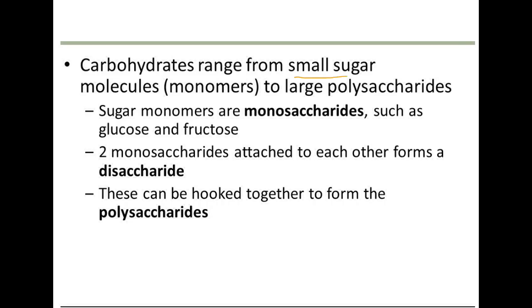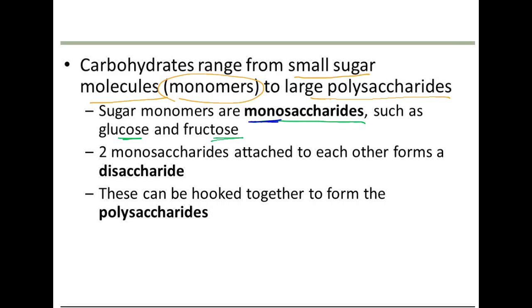Carbohydrates range from small sugar molecules, which are going to be the monomers, to very large polysaccharides. So sugar monomers are going to be called monosaccharides. Again, we hear that mono prefix in the monomer, and then anytime you hear saccharide, you should be thinking carbohydrate. Monosaccharides are going to be things like glucose and fructose.